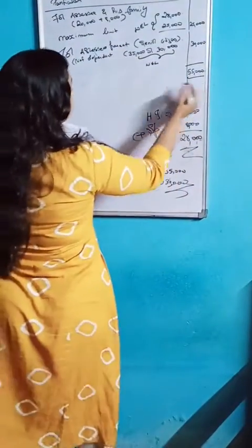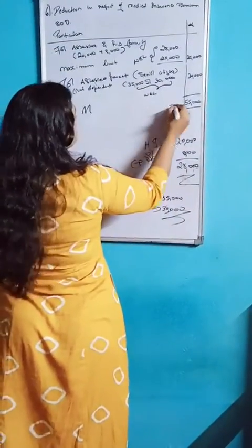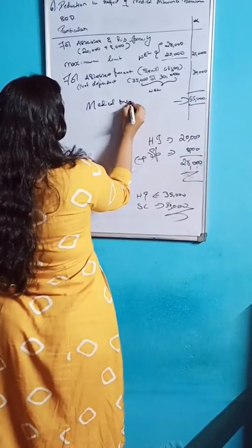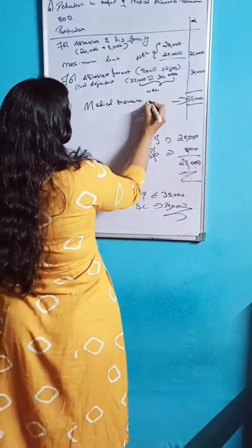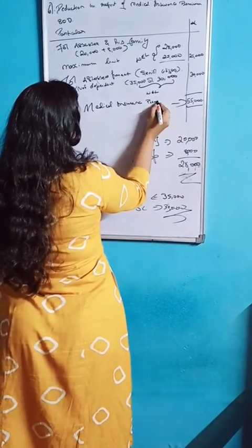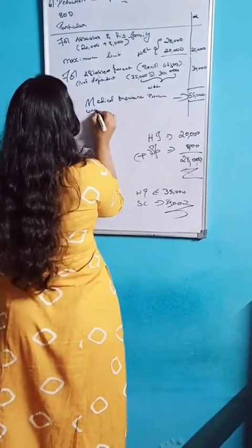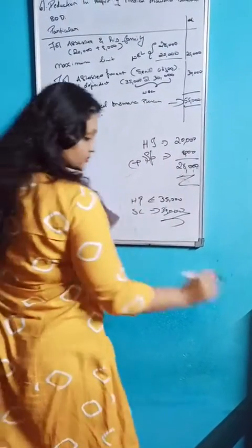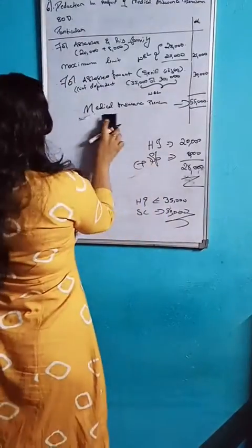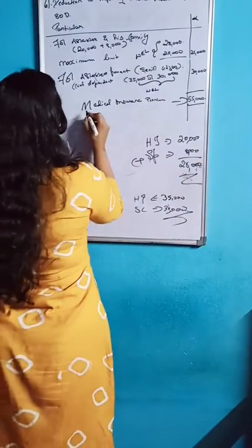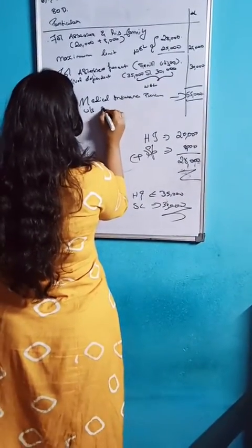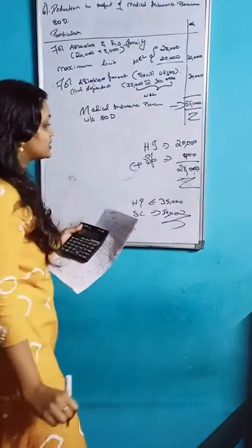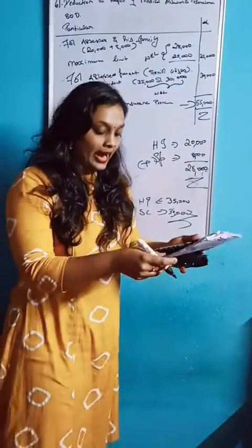So this is a medical insurance premium under section, what is that? Under section 80D. So you will get the final answer, that is 55,000. Okay, like this we should calculate.